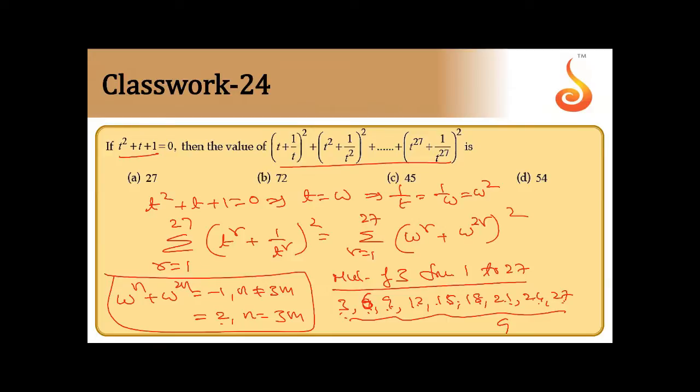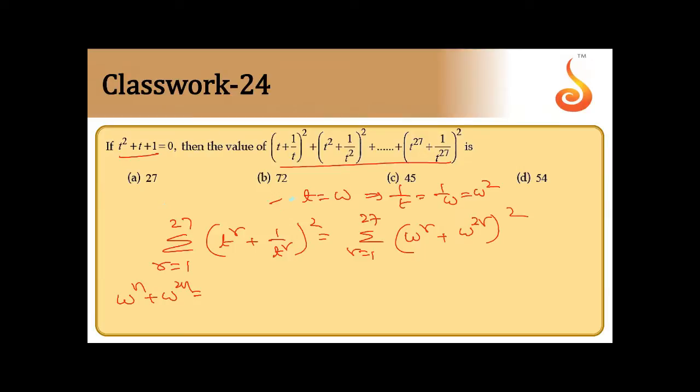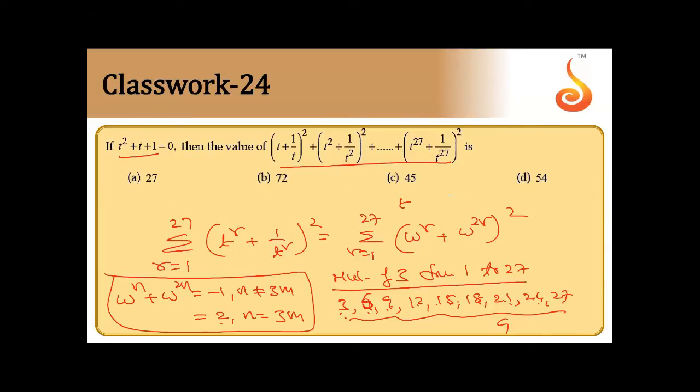Each multiple of 3 value is nothing but 2. Please copy this part. Multiples of 3 are 9, and non-multiples of 3 are 18. Correct? Non-multiples of 3 are 18. Okay, now we can take the answer here.